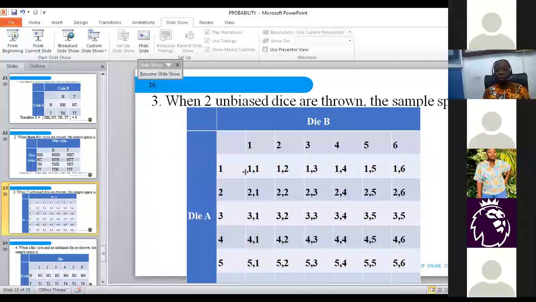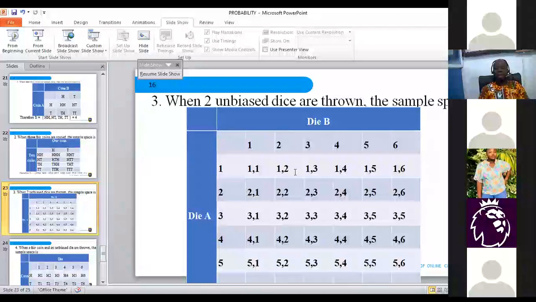When two unbiased dice are thrown, we are done tossing coins. Now we are moving to dice. Two unbiased dice means that they are fair; they all have the same sides and shape. Tossing two dice once is the same as tossing one die two times.